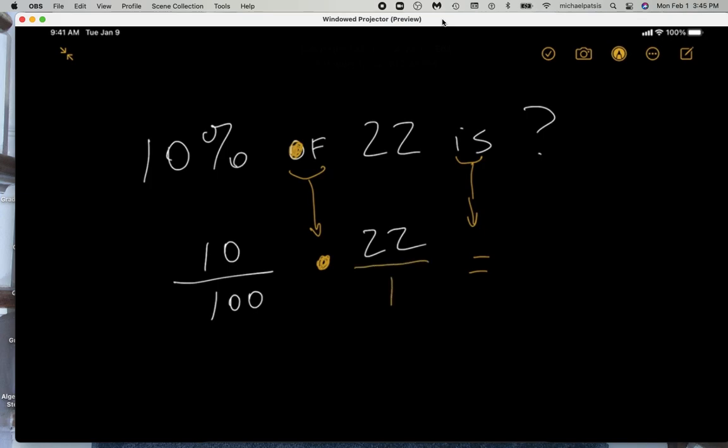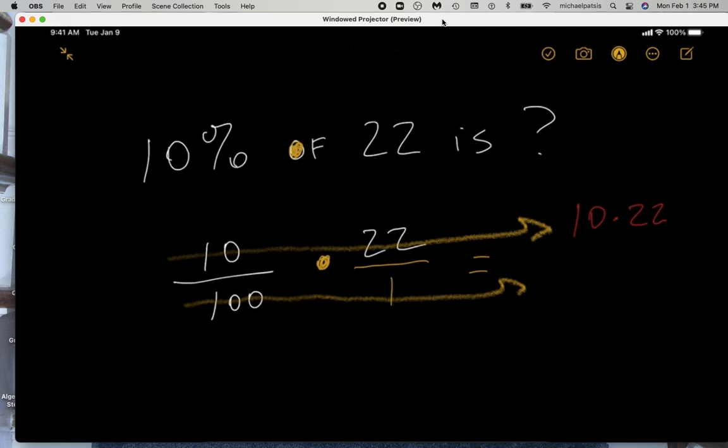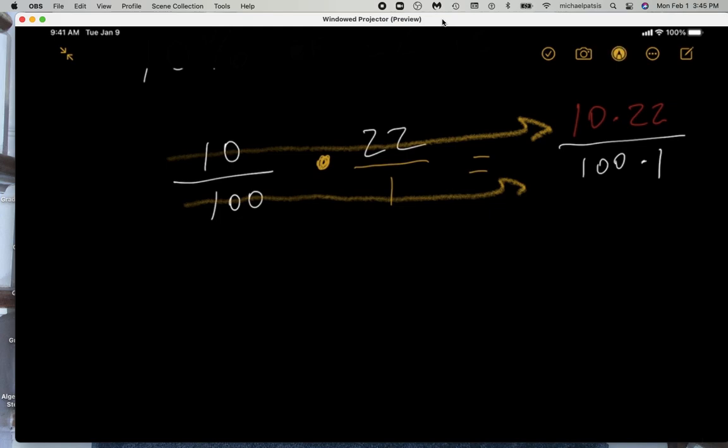We now have two fractions being multiplied. Whenever you have two fractions being multiplied, how do we handle that? We multiply straight across, like so. So on the top, we're going to have 10 times 22. And on the bottom, we're going to have 100 times 1. I'm going to rewrite that over here. 10 times 22 over 100.